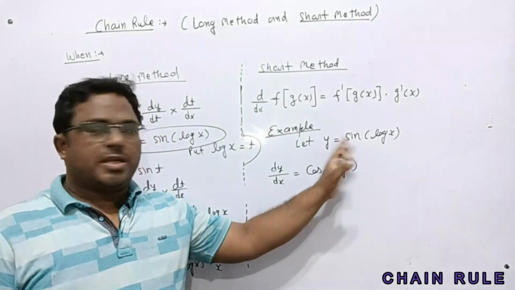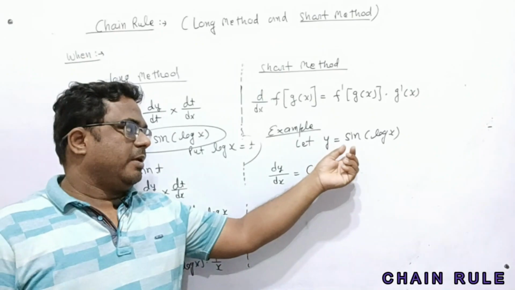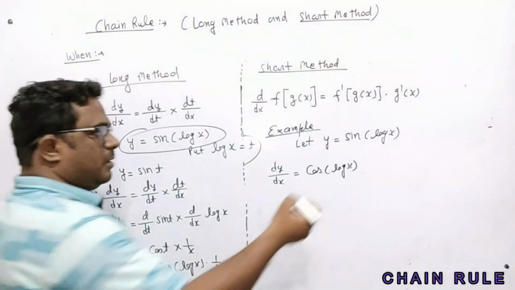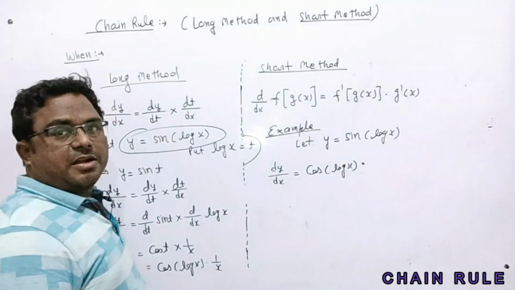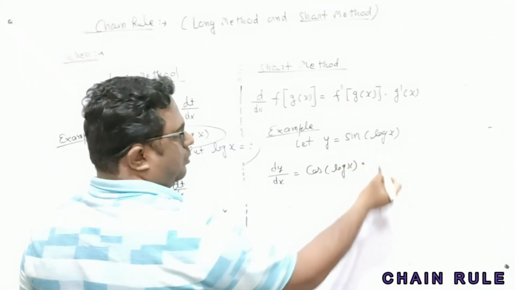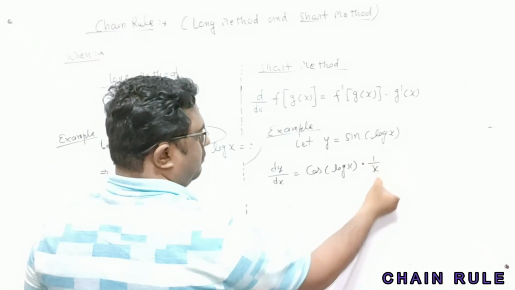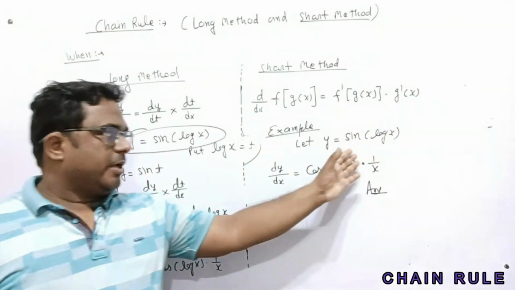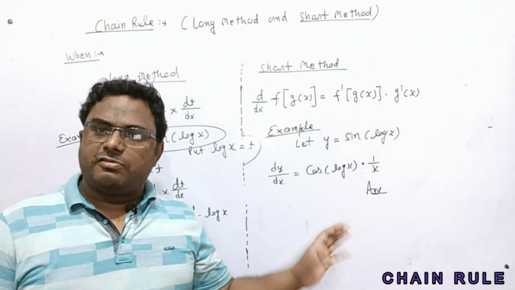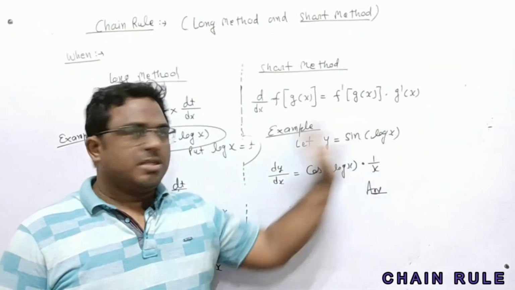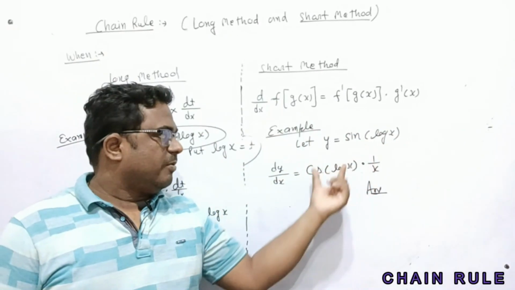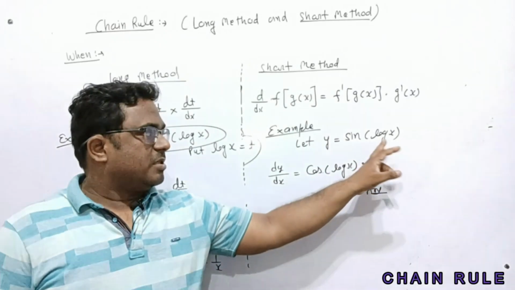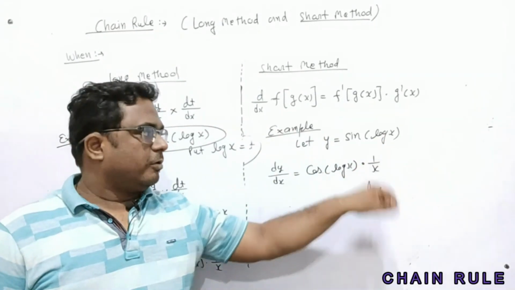As the derivative of sine x is cos x, in the same way the derivative of sine log x will be cos log x. And after that, do the derivative of the secondary function. The secondary function is log x, so its derivative will be 1 upon x. That is the answer. I am repeating it once again. First of all, do the derivative of the main function. Here the main function is sine of this, and the derivative of sine this will become cos this. And then do the derivative of the secondary function, which was log x. The derivative of log x is 1 upon x.